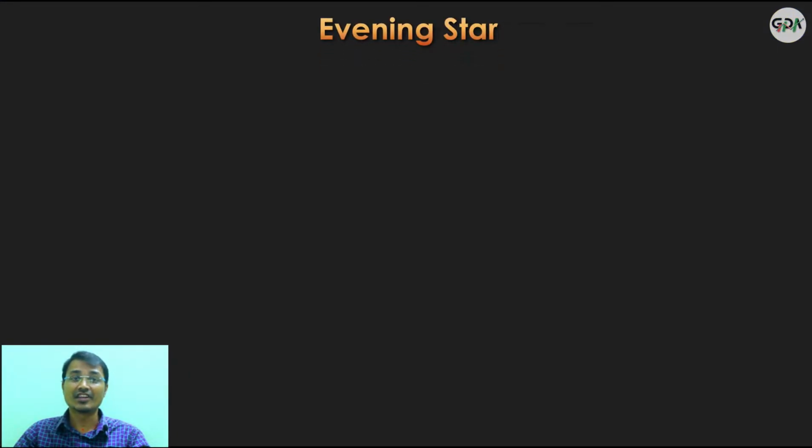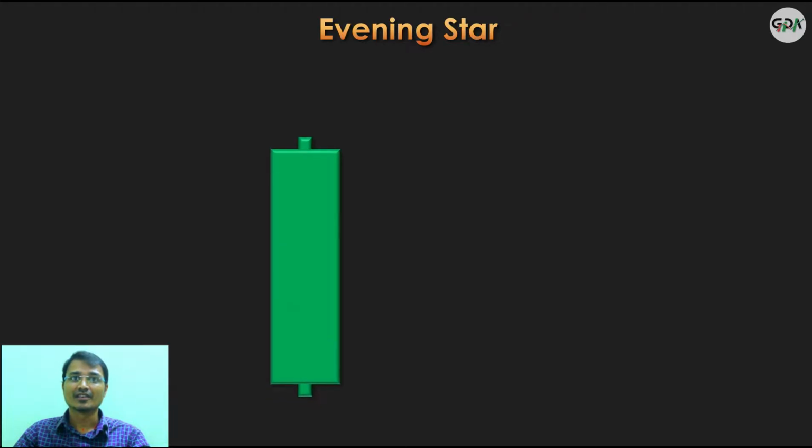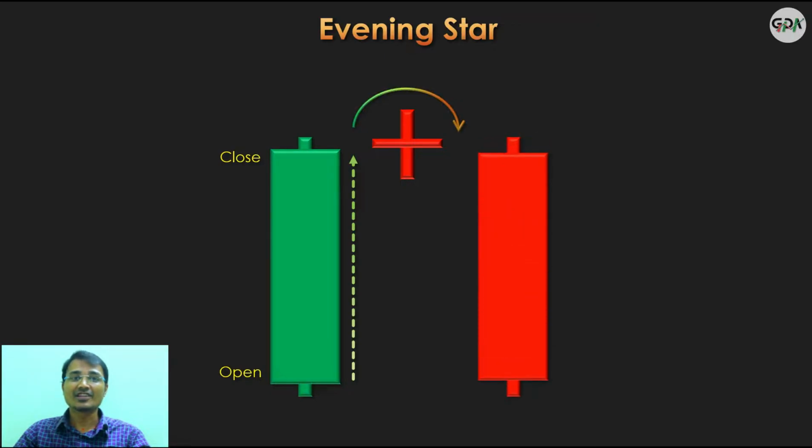Guys, what is an evening star pattern? Evening star is a 3-candle bearish reversal pattern. One solid green candle rising up, one small bodied candle or indecision doji candle, followed by one big red candle. The combination of the 3 candles is known as evening star.